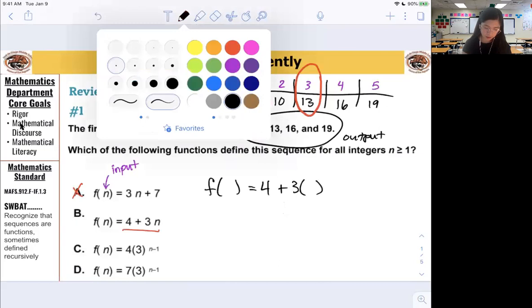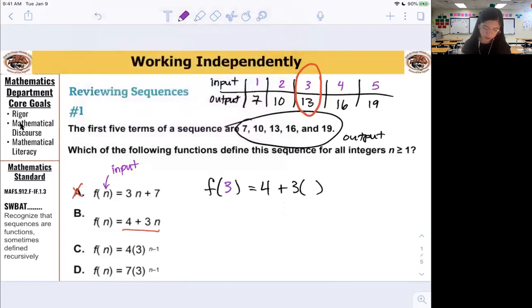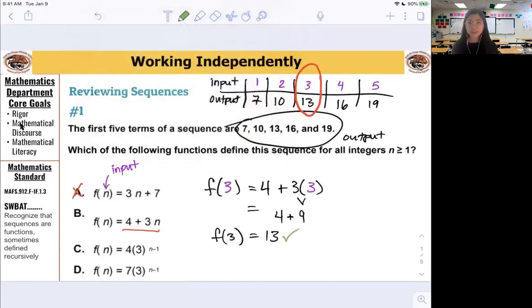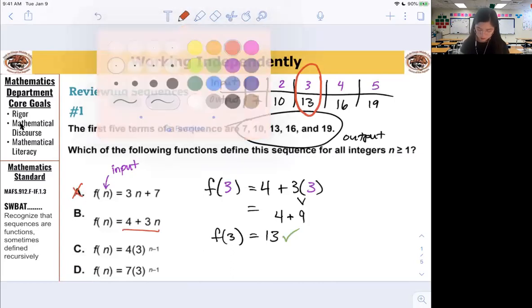I'm replacing all of the n's with a 3, and then I'm going to evaluate and see what I get. Over here, 3 times 3 is 9. 4 plus 9, oh, that's 13. f of 3 equals 13. That's a good thing. That means I got the right answer, so this is probably going to be my answer.